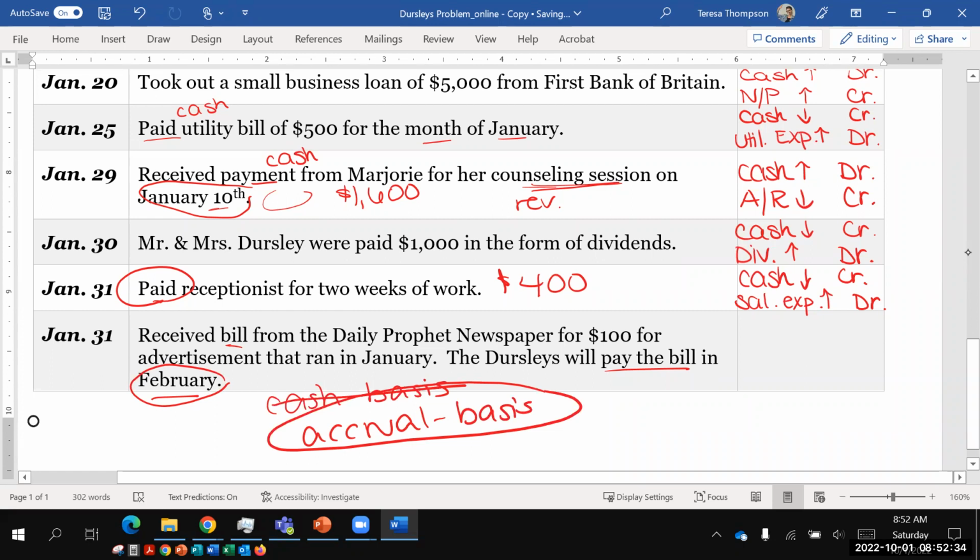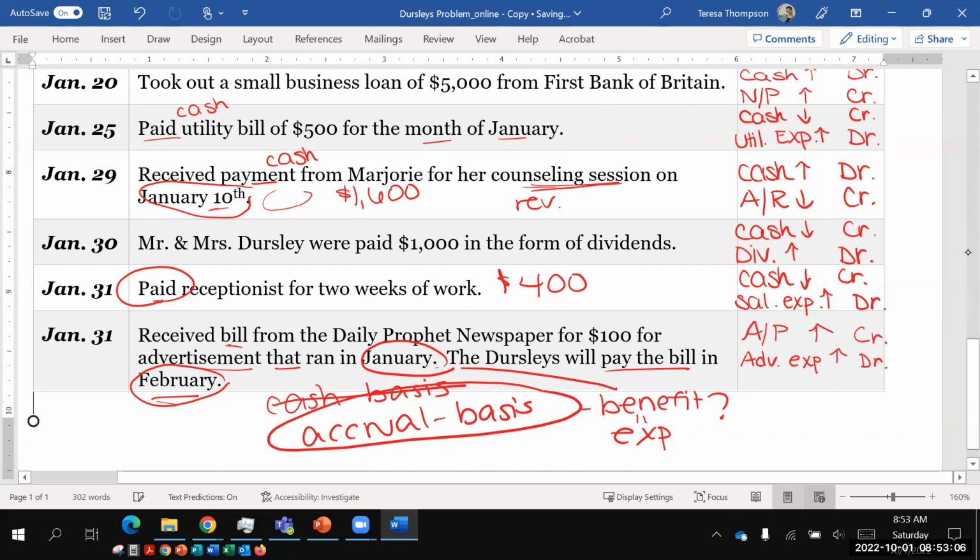So accrual basis, remember it says, when did we benefit from the service? Okay, so the advertisement ran in January. January is when we got the benefit. The expense recognition principle tells us record expense when you get the benefit. So we're going to record advertising expense this month. We want to increase an expense, that's a debit. Now, what's the offset? What's the credit, right? It can't be cash because we're paying cash February, not January, but it's an amount we owe. So it's going to go to accounts payable.